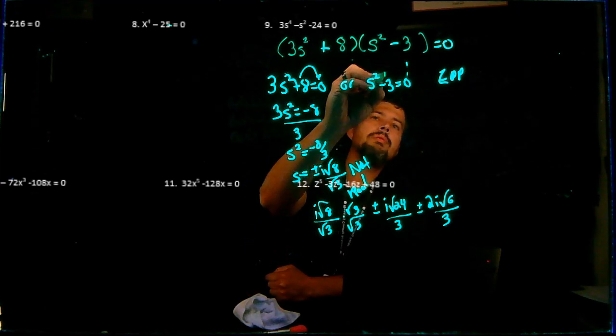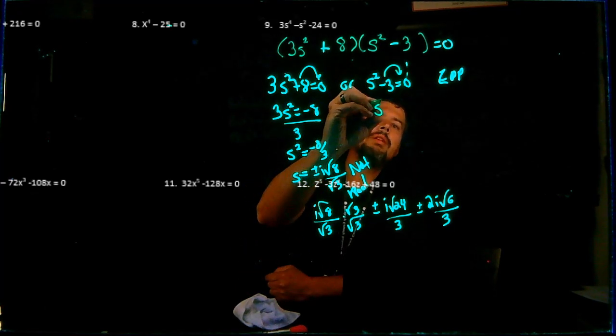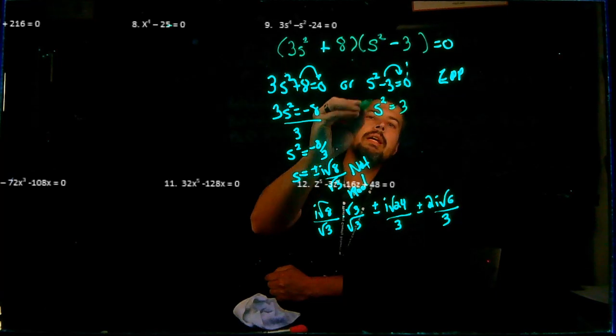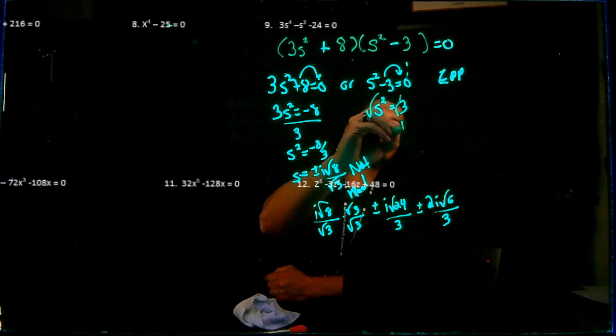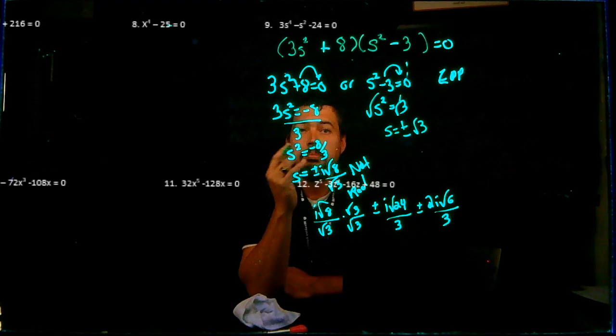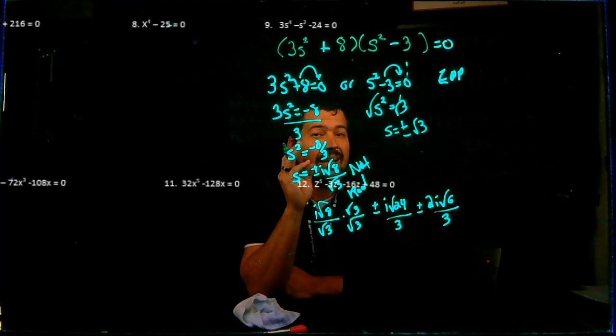All right, the easiest way to do this one is probably to shift your 3 to the right-hand side. Counteract a square with a square root. Don't forget your plus or minus symbol. And that would be your s values. Plus or minus root 3. It is a real number. It does exist. I swear it does.